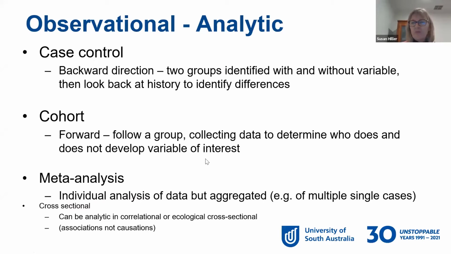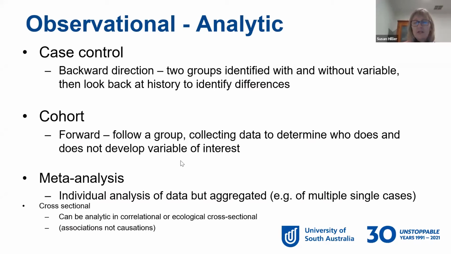If we now consider observational studies that are analytic in nature, we have the three main study designs. Case control is a backward-looking procedure in design. Two groups are identified with and without variables that are of interest, and then we look back in history to identify differences that may help to explain or understand why individuals are in one group or in another group. So it's essentially retrospective in nature, and we're trying to understand from a historic viewpoint.